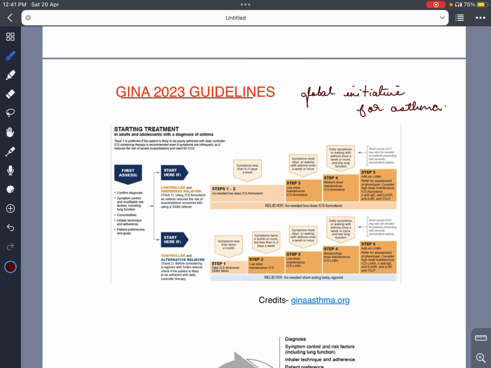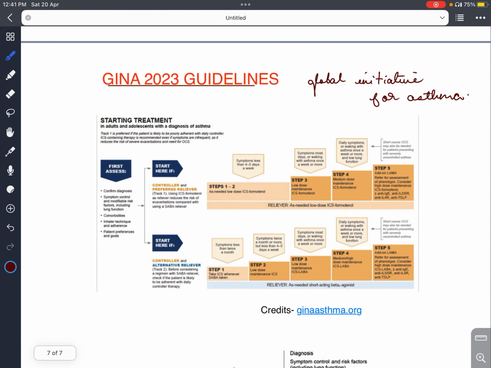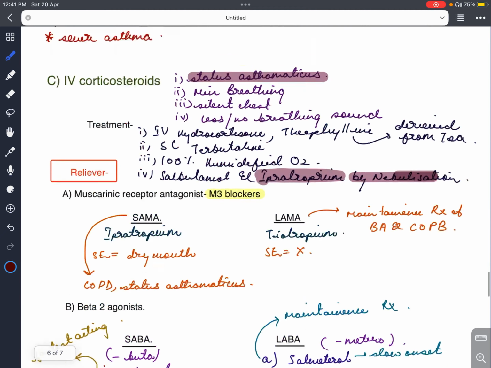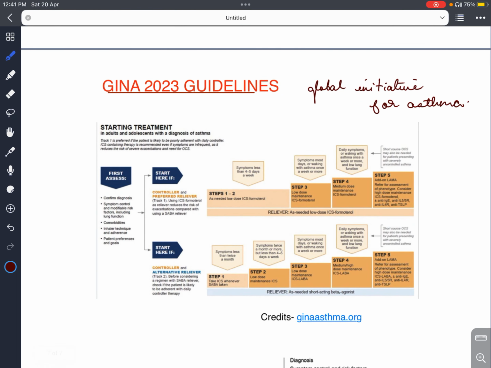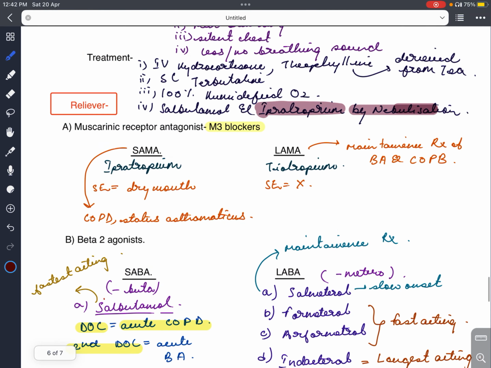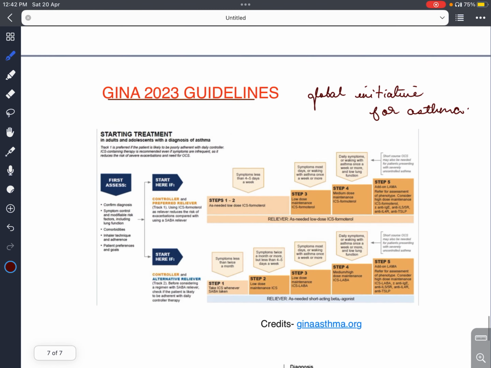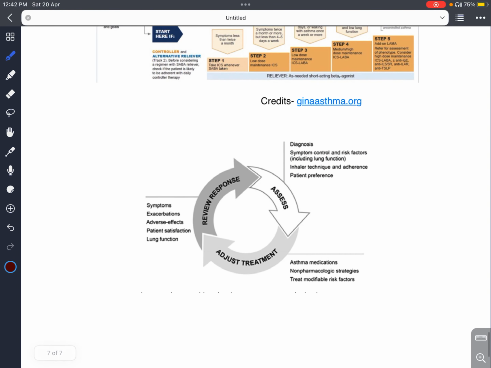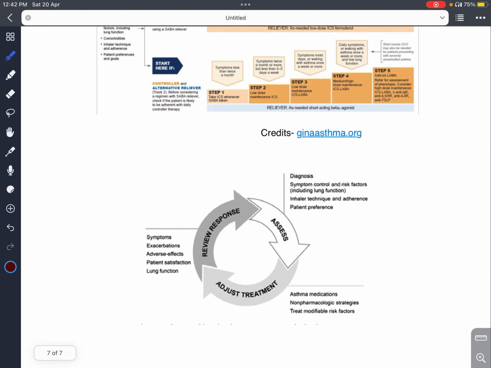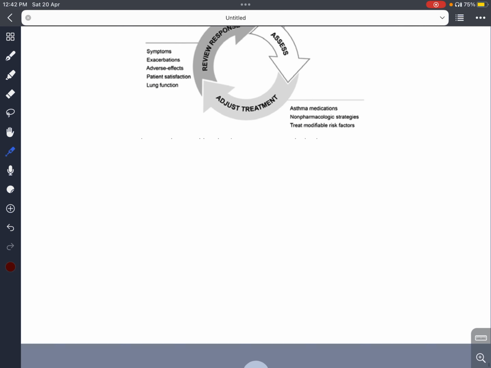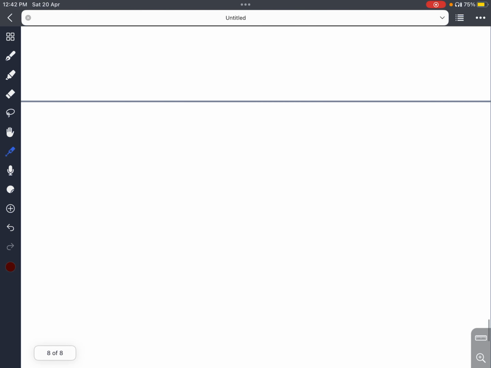Now, I have already discussed briefly everything you need to know about asthma. I've told you about the symptoms, the types of asthma, the pathophysiology, the diagnosis, and I have also spoken about the treatment and the drugs required for the treatment of asthma. Now we'll go for the GINA guidelines. Before actually jumping into this chart, which is provided by ginaasthma.org, I'd like you to know a little bit of basics. So let us start.